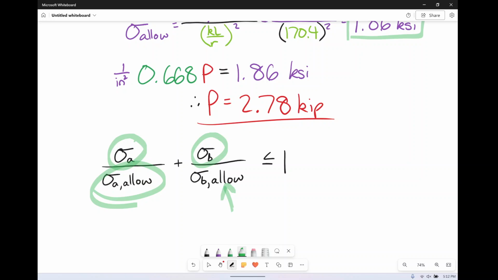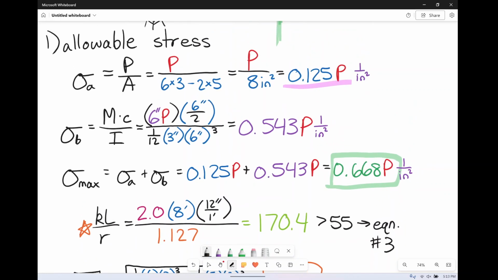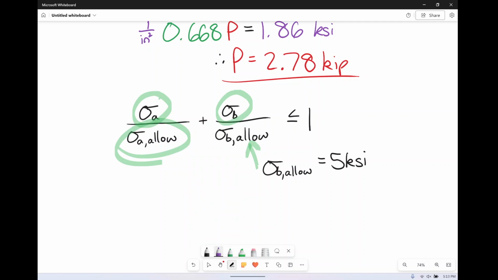And that guy is usually given, so let's just say that we're going to give this value, sigma B allow, as 5 KSI. How does that change things? If we only have an allowable bending stress of 5 KSI, what is P? So let's go back up and find what our things were. For our axial, we said it is 0.125 P. We had that in a blue color.